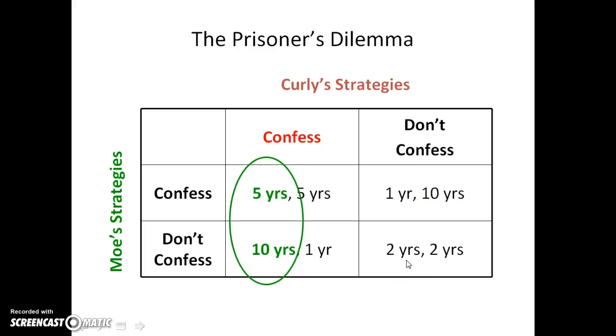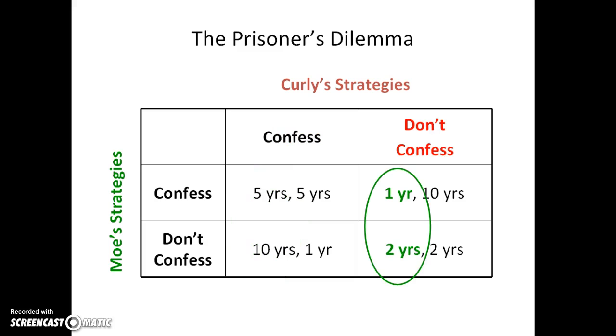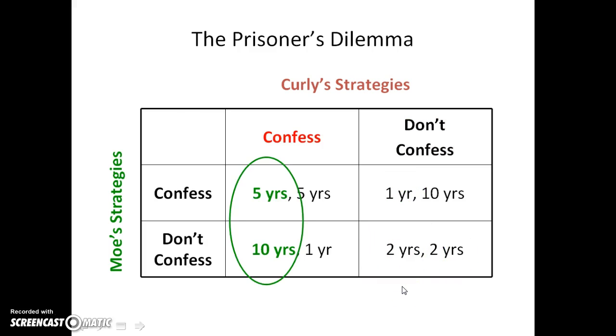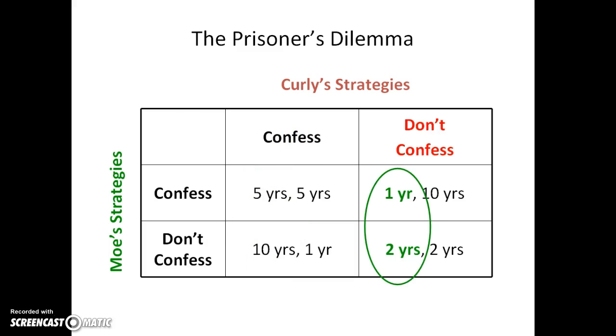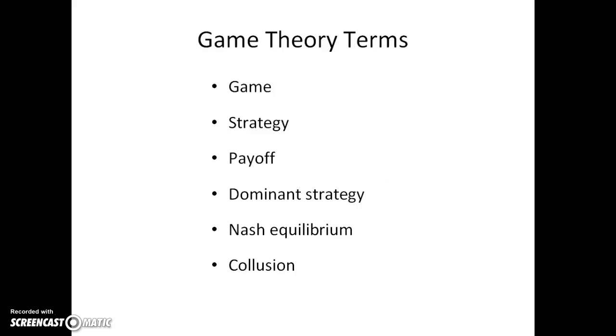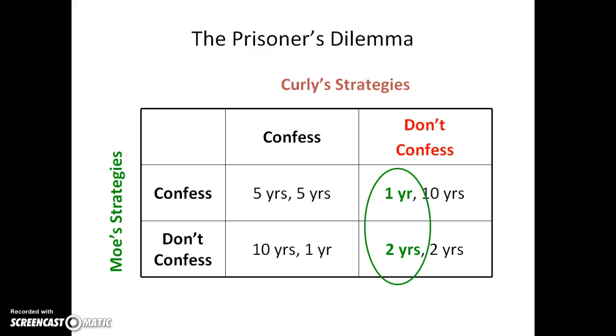Well, you can see that in this option, Mo's better off confessing, right? He'd get 5 years versus 10. Here again, he's better off confessing. 1 is better than 2. So Mo has a dominant strategy to confess no matter what Curly does. Even though we know the ideal outcome for the two of them, if they could collude, would be to not confess, we can see that acting individually, anticipating their opponent's strategy, they will both have a dominant strategy of confess. Okay. I guess I didn't clarify why that would be the case for Curly.